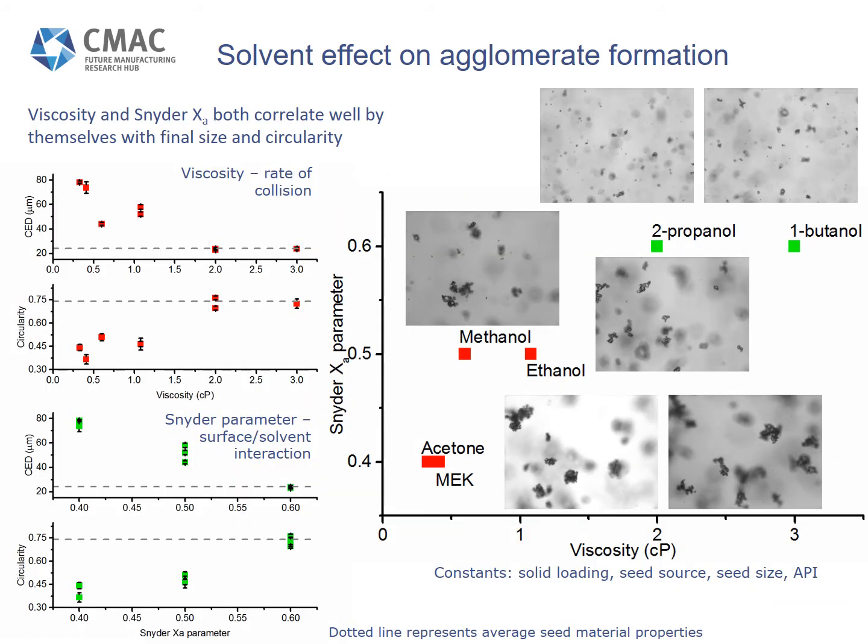So delving deeper into specific parameters, we find that one of the Snyder parameters and viscosity correlate well with the final particle circularity and size. And if we plot these out for the solvents investigated, we can see that solvents with high viscosity and high Snyder parameters lead to conditions where we have little or no agglomeration. And qualitatively, this matches what is seen in the PVM images, with acetone and MEK showing a larger degree of agglomeration compared to 2-propanol and 1-butanol.